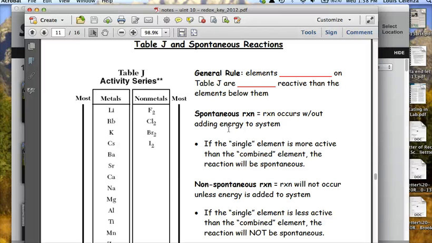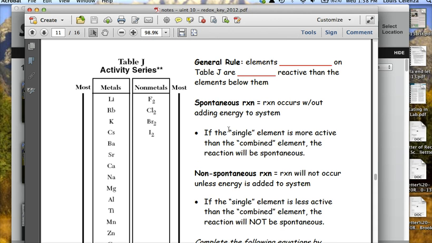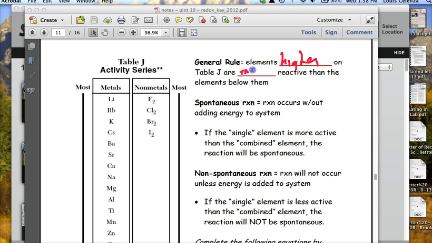It lists the metals on the left side from the most active metals at the top to the least active at the bottom. Rarely do you use the non-metal side, so we're just going to pay attention to the metal side anyway. So if you look at it, the way that you would fill this in is, and again, you should already know this, for general elements higher on Table J are more reactive than the elements below them, which means that if you compare these two elements, lithium is more active than rubidium, rubidium is more active than potassium, etc.